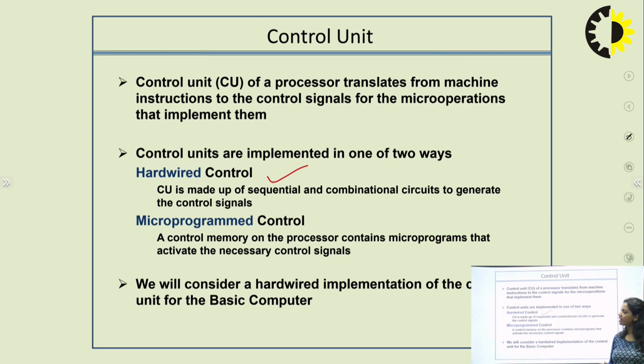What is this hardware control unit? It is a unit made with the help of sequential circuits and combinational circuits to generate the control signals. Now, what are control signals? Like reading operation, writing operation, copying data from one register to another or from one location to another. These are all known as control signals. Some few examples of control signals.